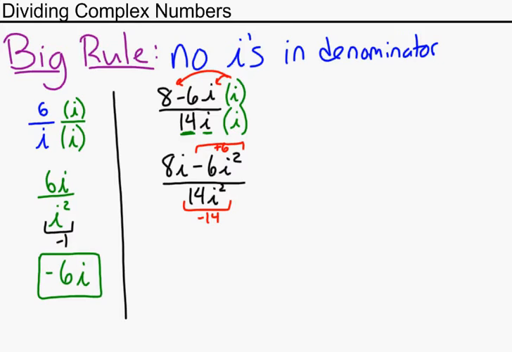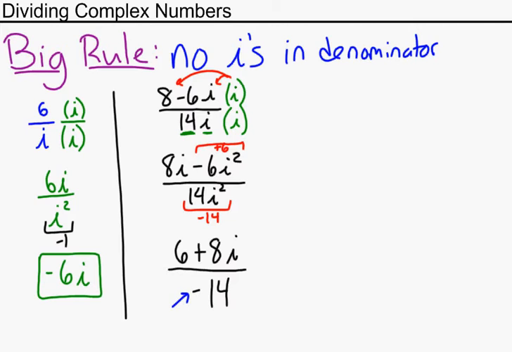So we clean this up, and what this really looks like, if I write the numerator with the real part first, is going to be 6 plus 8i all over -14. And now at this point, I've adhered to the big rule. I've gotten rid of all the imaginaries in the denominator, but I need to go through and simplify this in terms of reducing my numbers and getting rid of this negative right here in the denominator.